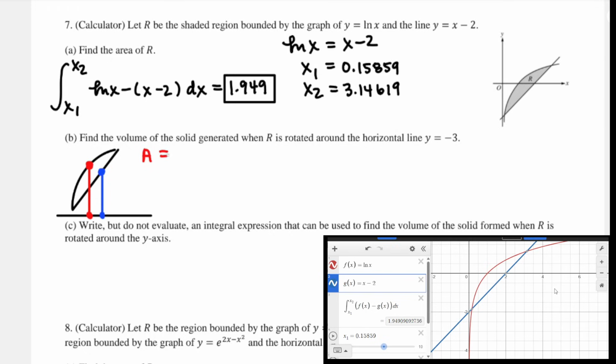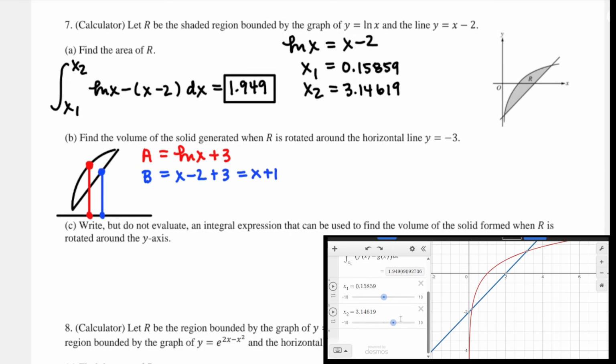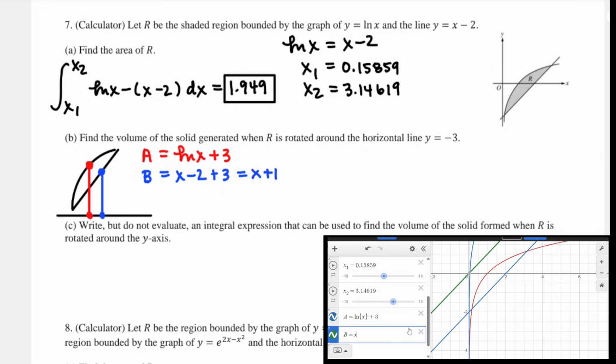Large radius A is going to be, the curve was log x minus y equals -3, and then B would equal x minus 2 minus -3, so it'd be x plus 1. Type those into the calculator. I still need x1 and x2, and I've already got that integral ready from x1 to x2, so I'm just going to over here type in a equals log of x plus 3, and b equals x plus 1.